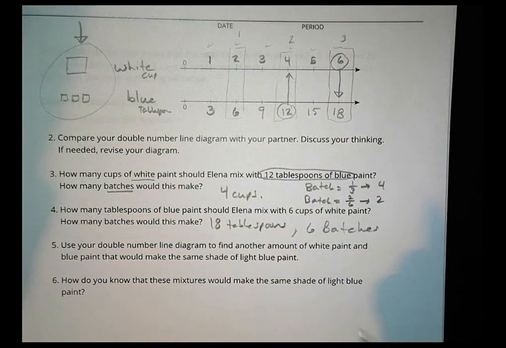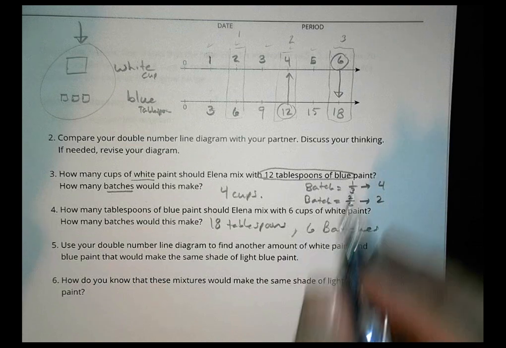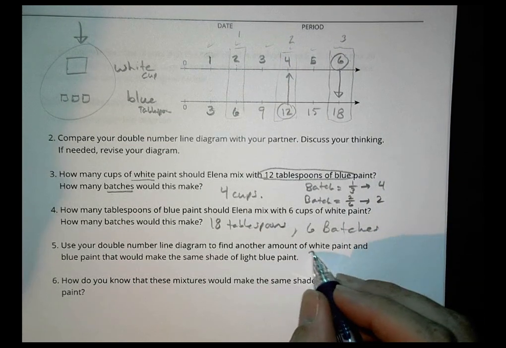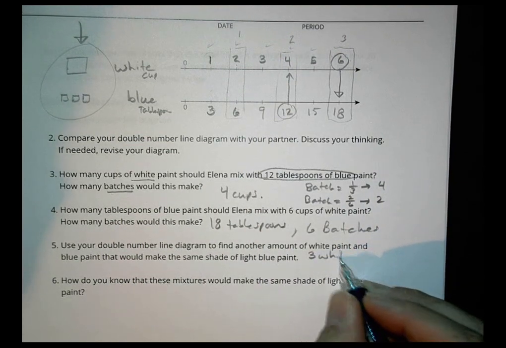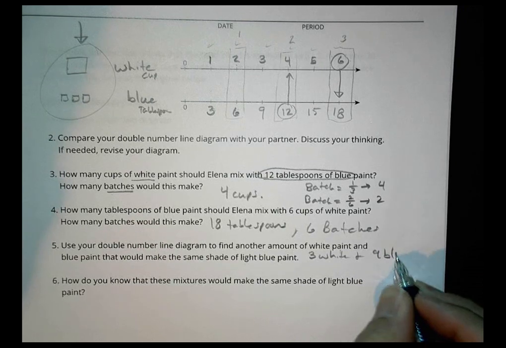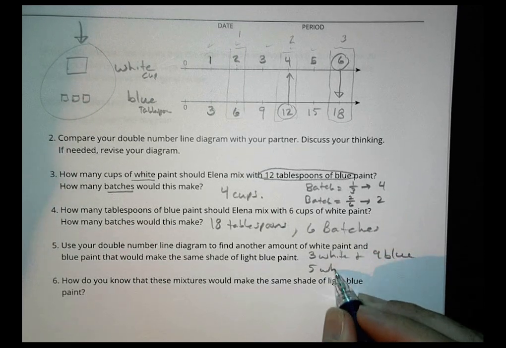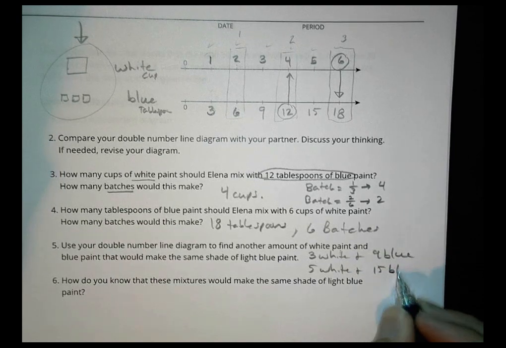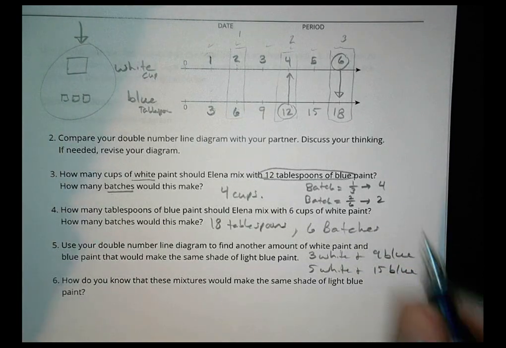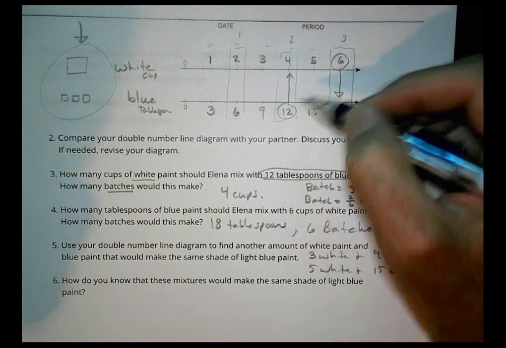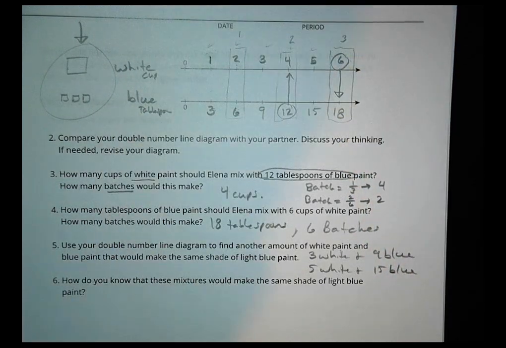So what else could we use here? We could use, like we said before, 3 white and 9 blue. That would work just fine, right? I could use 5 white and 15 blue, and that would work as well. So looking for other ratios we could use here. How do we know the mixtures would make the same shade of light blue paint? Well, because they're equivalent ratios.